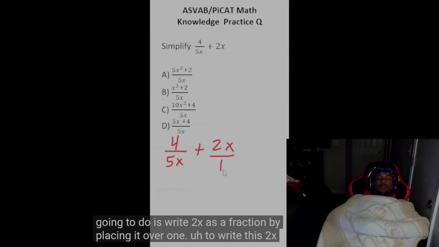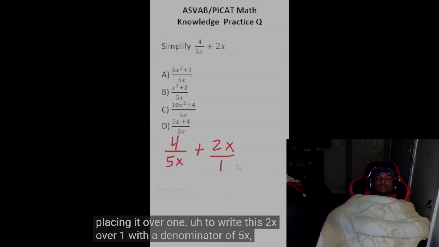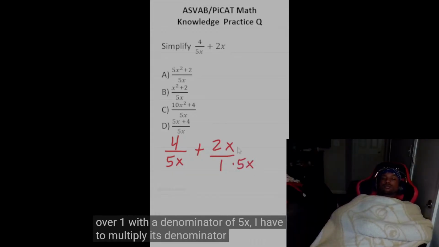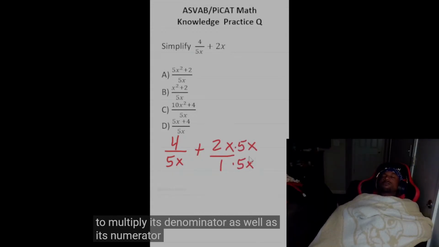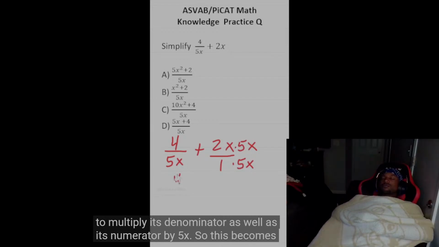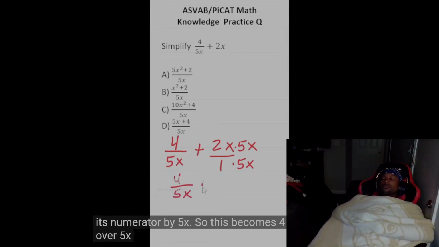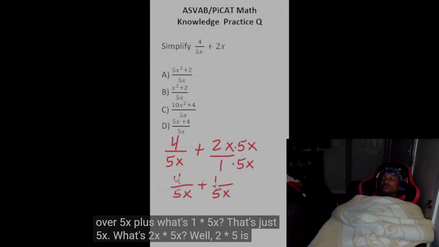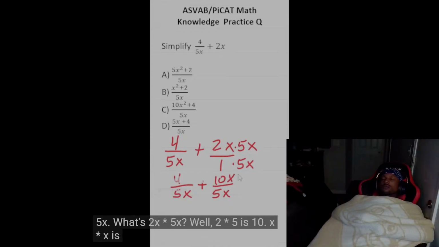To write this 2x over 1 with the denominator of 5x, I have to multiply its denominator as well as its numerator by 5x. So this becomes 4 over 5x plus, what's 1 times 5x? That's just 5x. What's 2x times 5x? Well, 2 times 5 is 10. x times x is x squared.